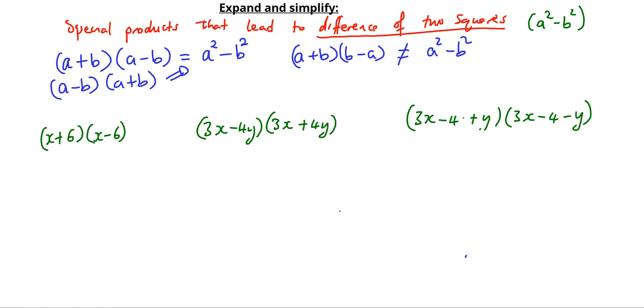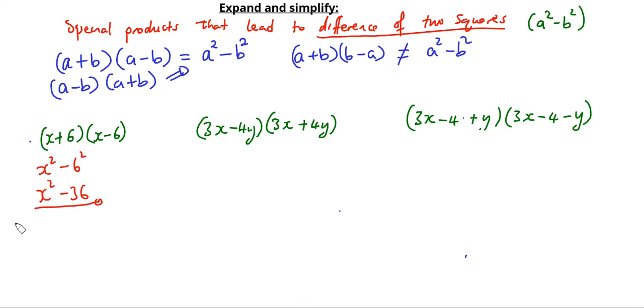So for example here, what we have is x plus 6, x minus 6. This is going to be x squared minus 6 squared, which is going to be equal to x squared minus 36.